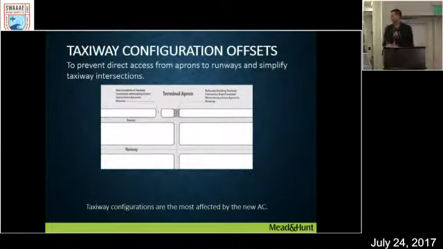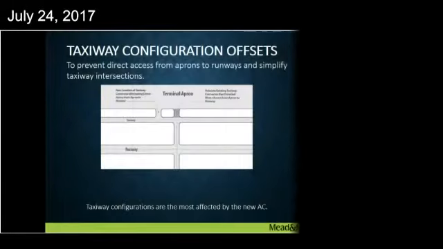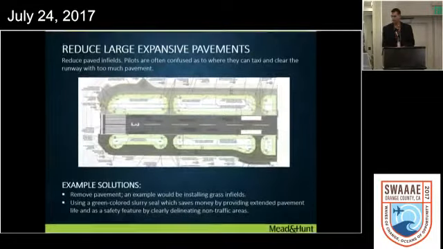The taxiway configurations are most affected by Advisory Circular 13A, with the taxiway configuration offset that you see there. The overall goal is to offset the taxiways so you do not have direct access from the aprons to the runways, and also to simplify the taxiway intersections. Essentially, they want to require the pilot to make an assertive effort, to taxi and turn onto a new taxiway, following a new connector in order to get onto the runway, to prevent the pilot from unknowingly ending up in the runway environment.